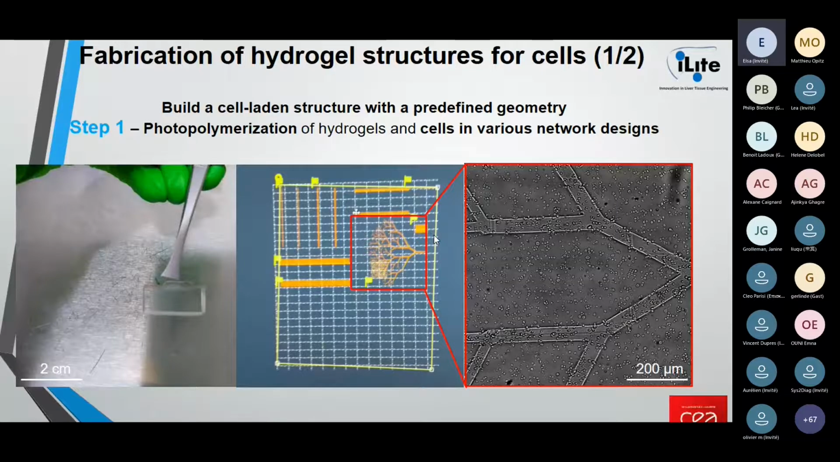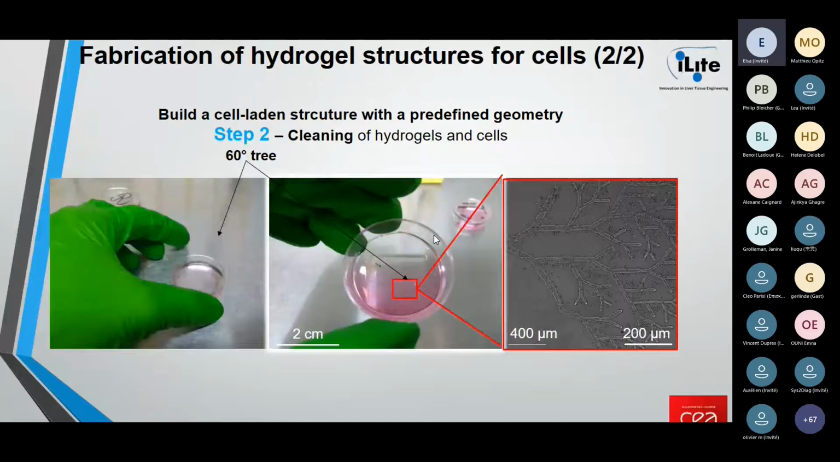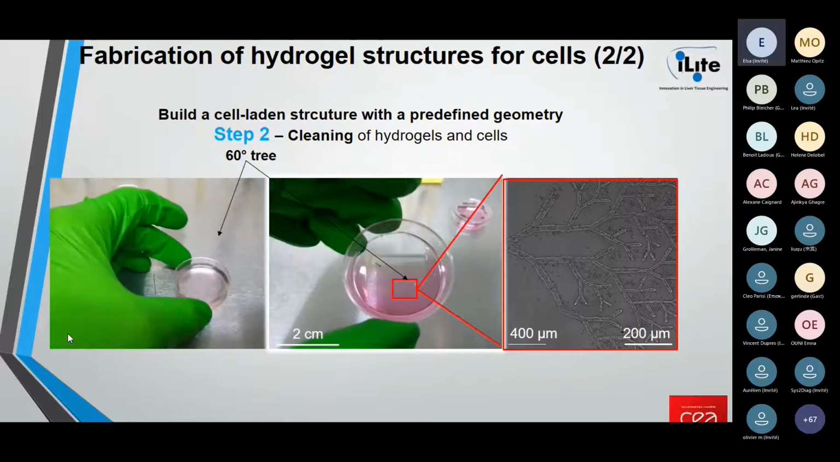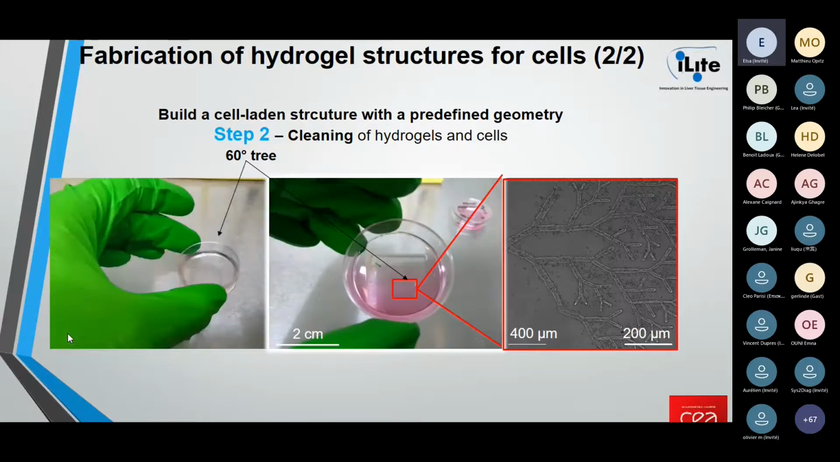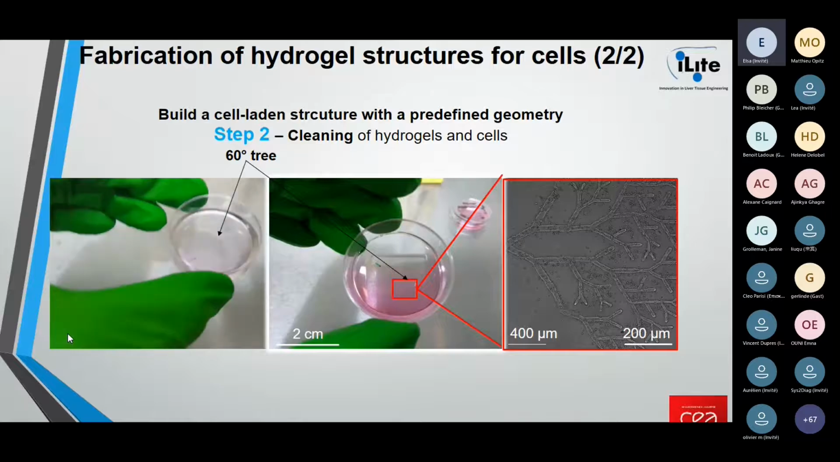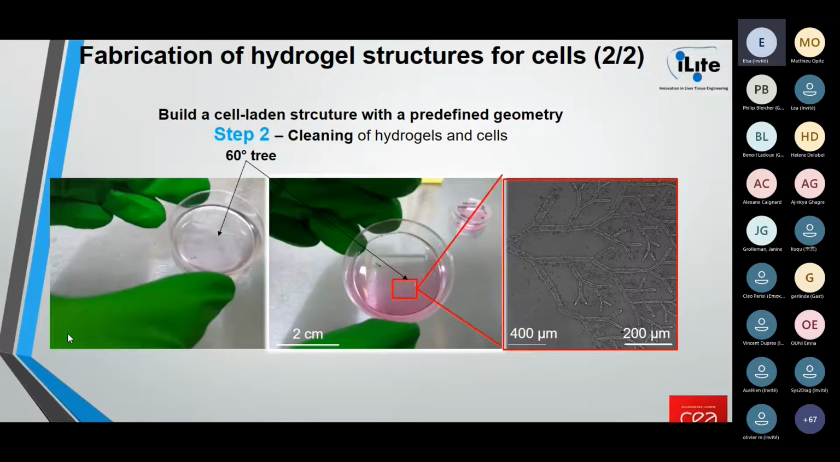After this, there is a cleaning step. We put the structure in a culture medium, and the unphotopolymerized part of the matrices is removed. Only the structure with the cells and the photopolymerized structure remains on the glass substrate.